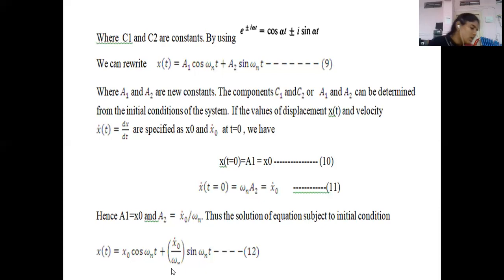Below that, write down: this is the solution of the equation for the undamped free vibration system. In this way, our equation number 1, which is based on the undamped free vibration system, is completed here.